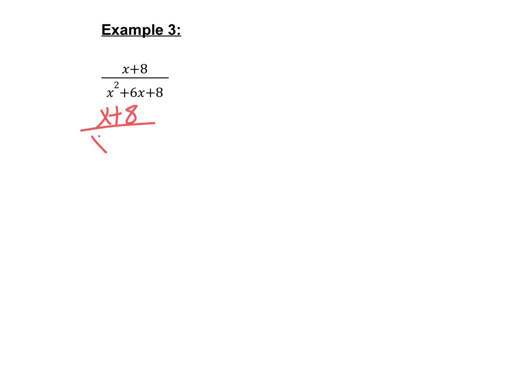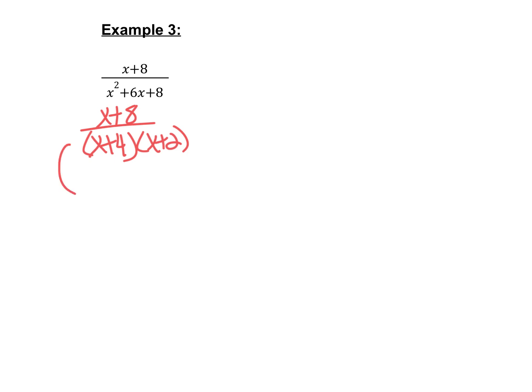Oh, look at that. It's all just one thing here. So we have x plus 8 over x squared plus 6x plus 8. First thing I'm going to do is factor that denominator. So I am going to have x plus 8 in the top, and then in the bottom, I'm going to have x plus 4 and x plus 2.